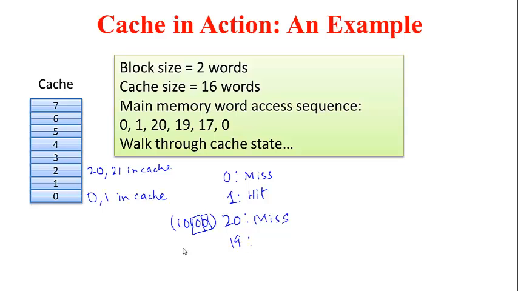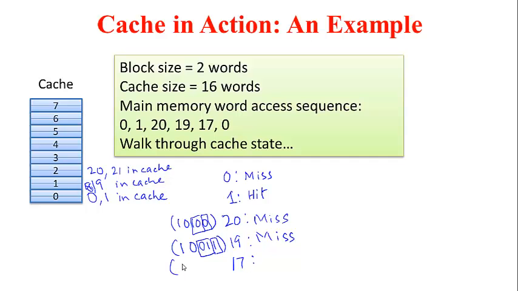Next access is for word address number 19. 19 in binary is 10011. Here too, the last bit will correspond to word number within a block, and the next 2 bits will correspond to block number in cache. This is block number 1. So 19 will come here. While pulling in 19, 18 will also be pulled in, which is part of the same block. So 19 will also correspond to a miss.